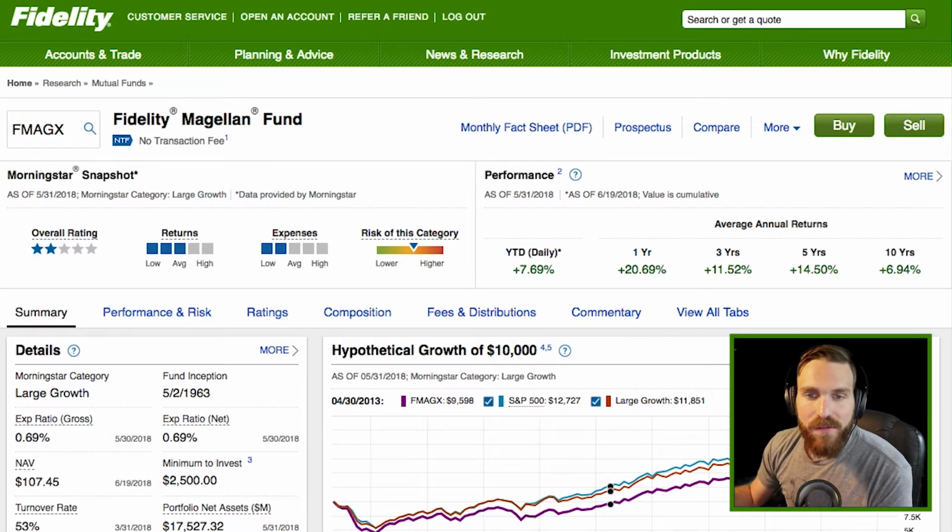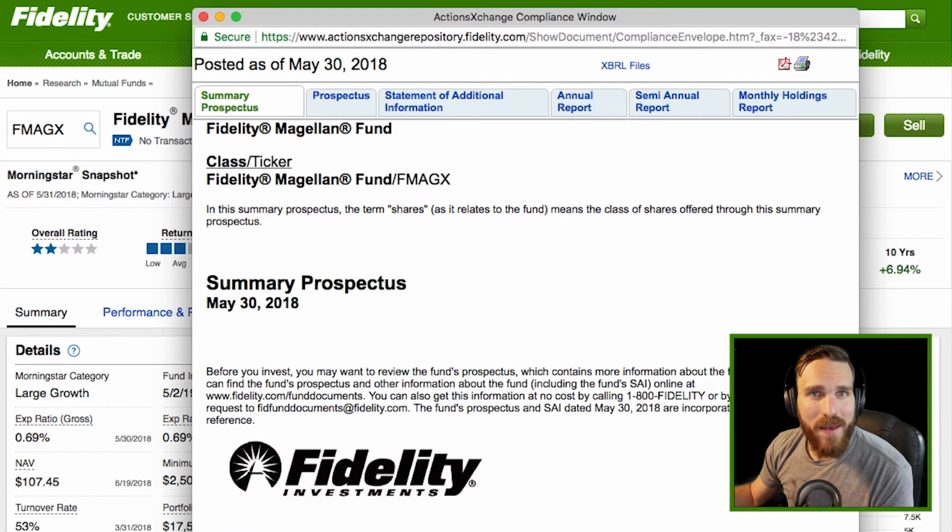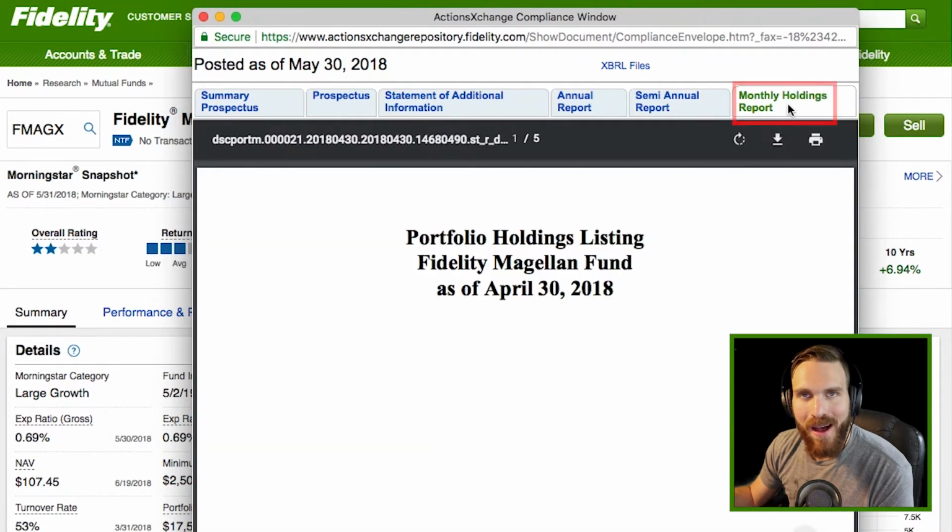Now, if you find your fund on Fidelity.com, all you'll need to do is click on the prospectus link at the top of the page. So let's go ahead and do that. The first thing that's going to pop up is a summary of the prospectus, which basically will give you a high-level overview of the objectives and the risks associated with this fund. But that's not what we're looking for today. We are going to click on the monthly holdings report at the top right tab.